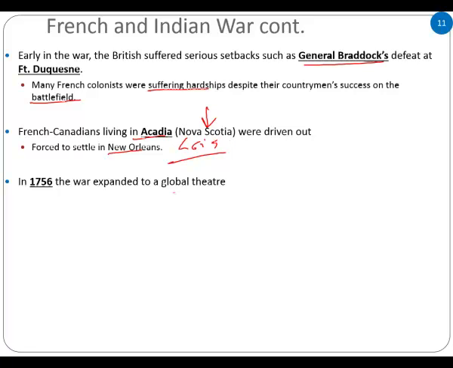1756, expanded to a global theater. Now, one thing, obviously maybe you're not a fan of theater, but war is a stage performance if you consider it like that. There are so many factors going on, like a theatrical performance. There are so many things you don't even realize are going on backstage: producers, lighting, etc. Same thing with war.